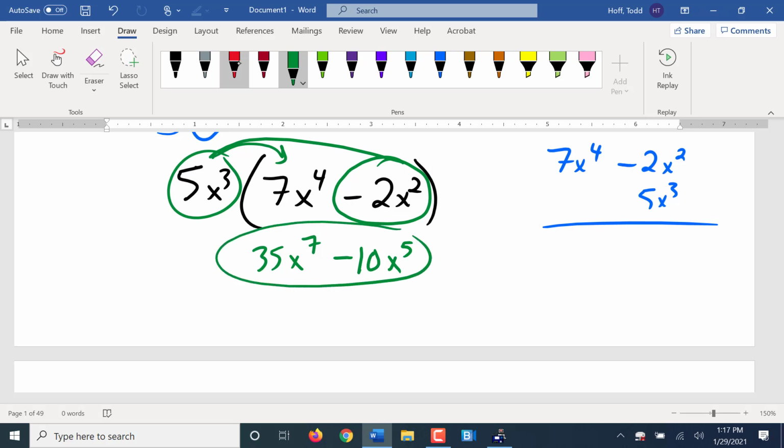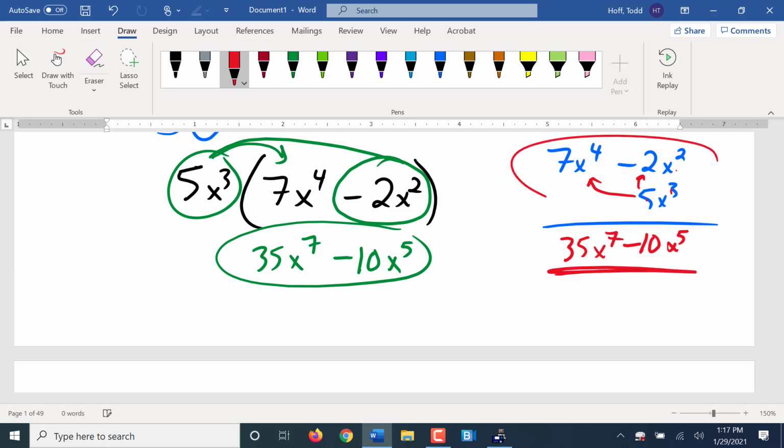We would have got the same answer over here. It just would have been like long multiplication. So 5x to the third times negative 2x squared. 5 times negative 2 is negative 10. X to the third times x squared is x to the fifth. Then we move over. 5x to the third times 7x to the fourth. 5 times 7 is 35. X to the third times x to the fourth is x to the seventh. Same result. This just looks more like our regular multiplication with whole numbers. This is the full process of multiplying that out. But they have this shortcut that makes it a little bit easier to do.